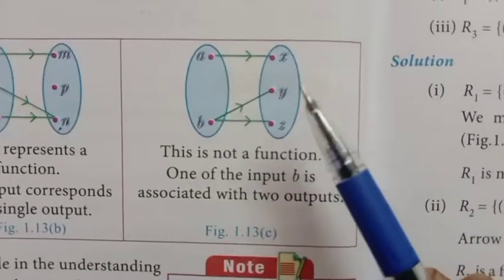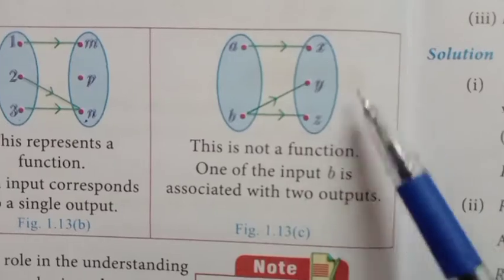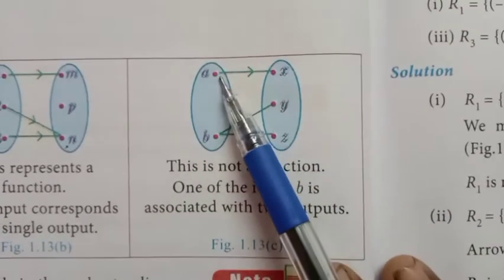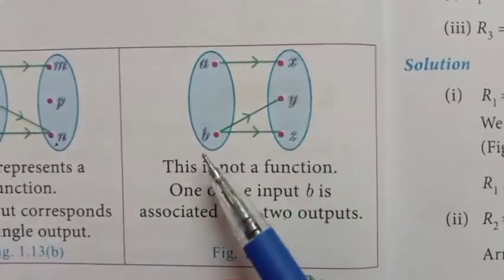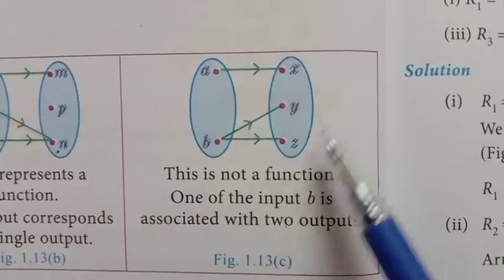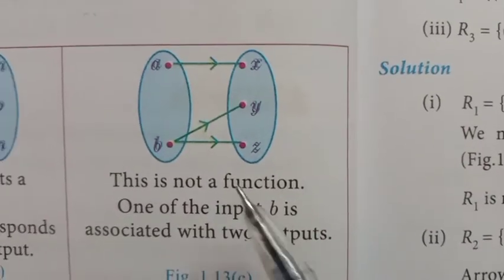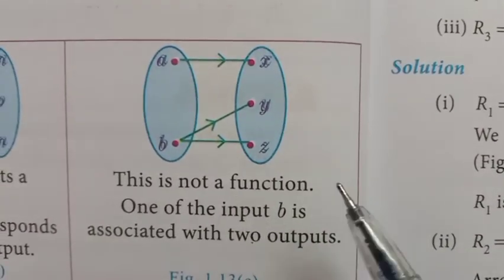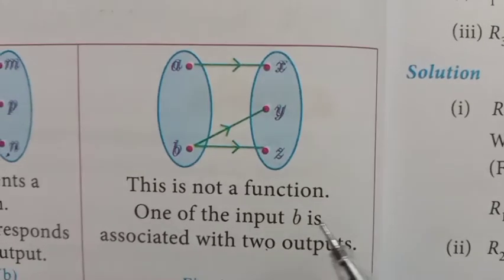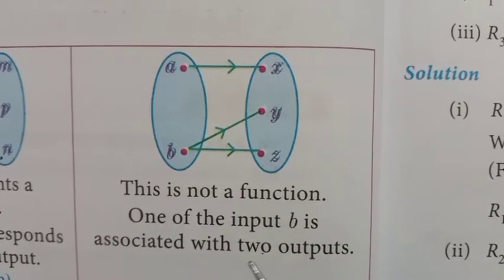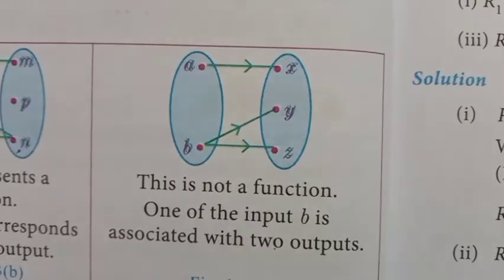For the third example, this is not a function. Why? A has an output X. B has two outputs. B has two outputs. So it is not a function. One of the inputs, B, is associated with two outputs.